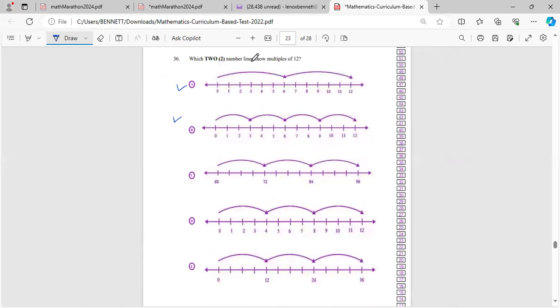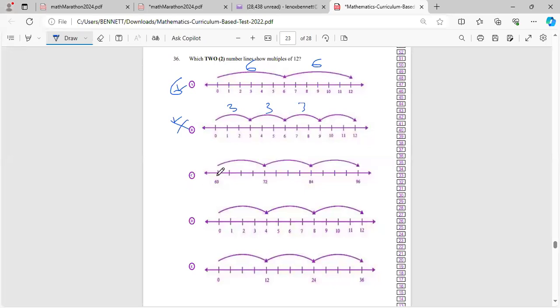We're going up by 6. And 60, 72, 82, and the next one 96 are multiples of 4, also not 4. These are multiples of 3, right? See where it's stopping on? Yes. 3, 6, 9, 12. These are multiples of 3.